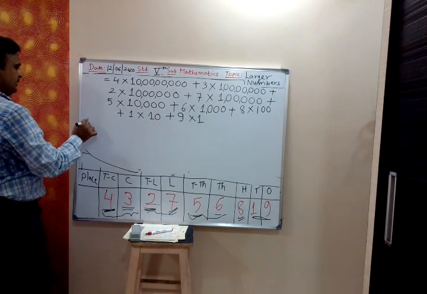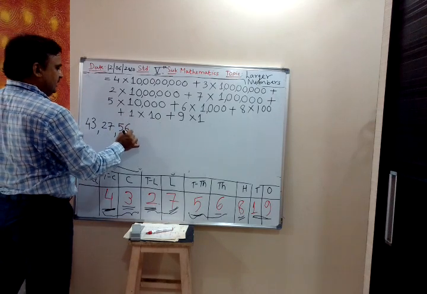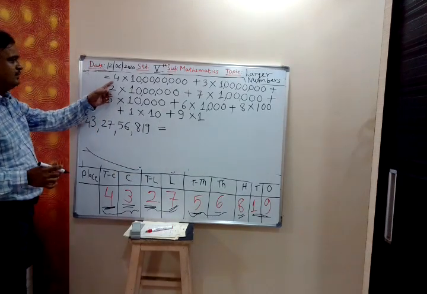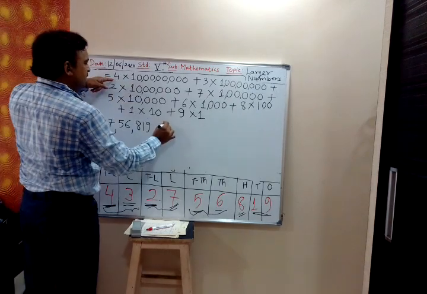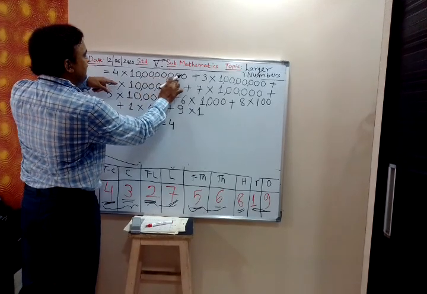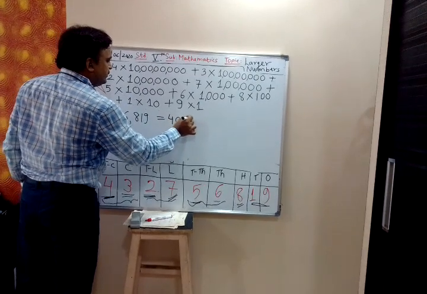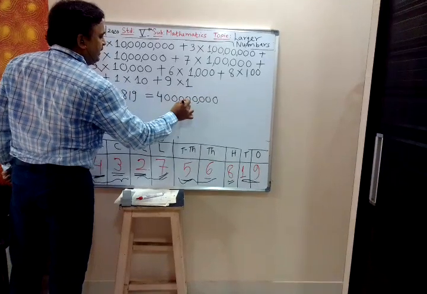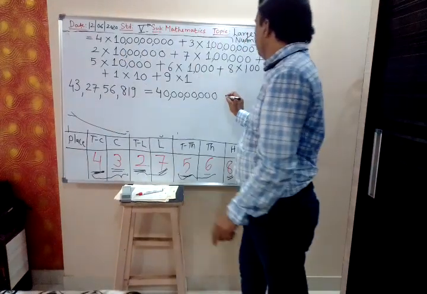So 43,27,56,819. This number, now we are writing the final expanded form. 4 into 10 crores. 4 into 1 is 4, then how many zeros? 1, 2, 3, 4, 5, 6, 7, 8. 4 into 10 crore is 40 crore, 8 zeros. Put the comma: 3, 2, 2. 40 crores.